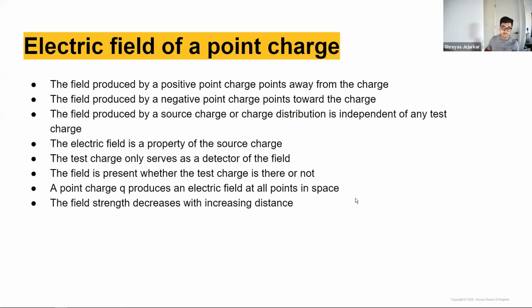So let's talk about the electric field of a point charge. These are just some important pointers to keep in mind when you're dealing with a problem that asks you for the electric field of a point charge. The field produced by a positive point charge points away from the charge. So essentially, if it's a positive point charge, your electric field is going to be going outwards. Imagine it as radiating electric field, basically.